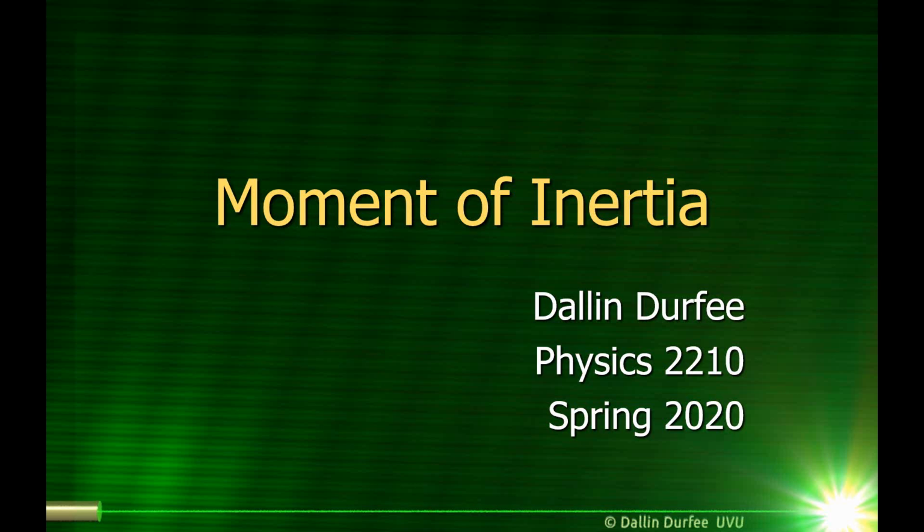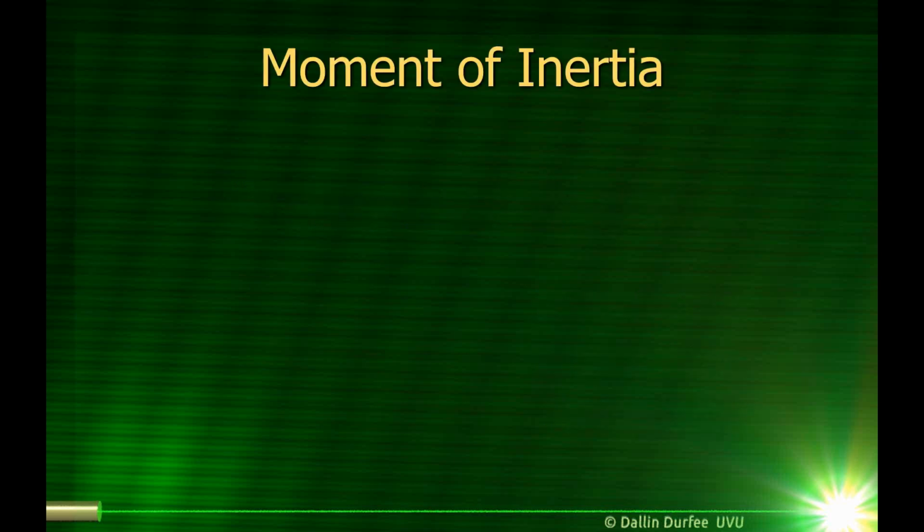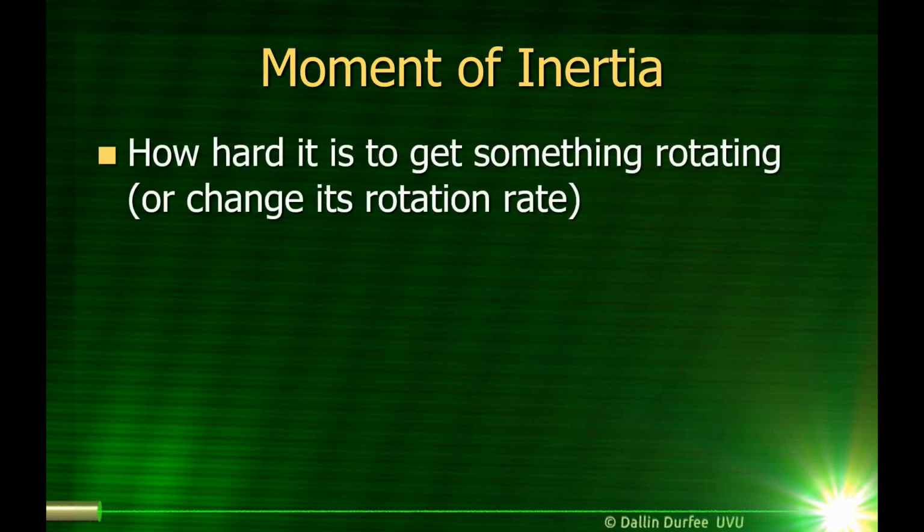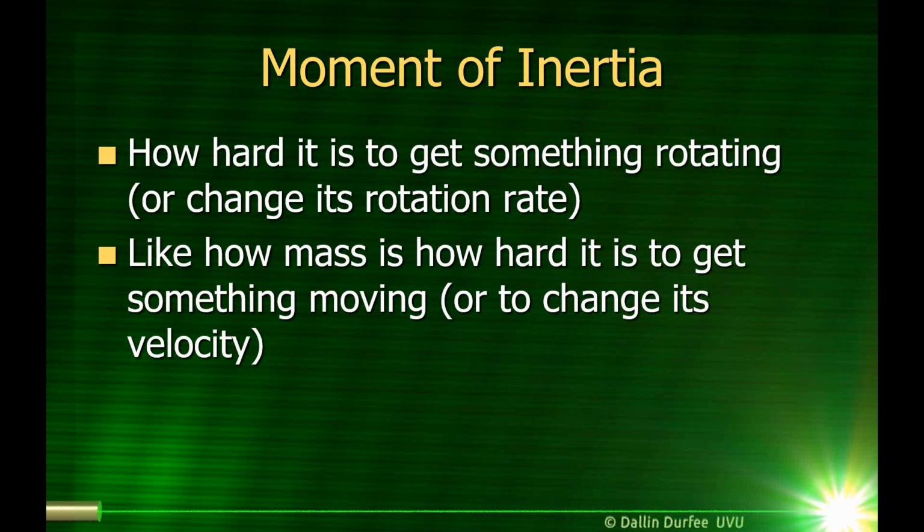In this video, I'm going to introduce you to the moment of inertia. Now, the moment of inertia is basically how hard it is to get something rotating or change its rotation rate. It's kind of like how mass is how hard it is to get something moving or to change its velocity. So moment of inertia is to rotation what mass is to linear motion. All right? We generally use the letter capital I to represent moment of inertia.